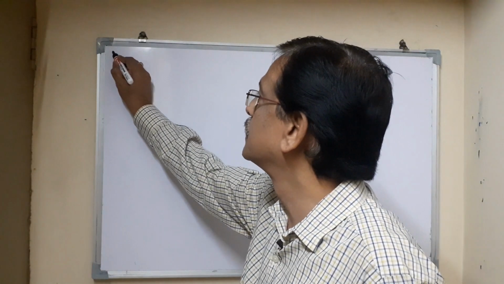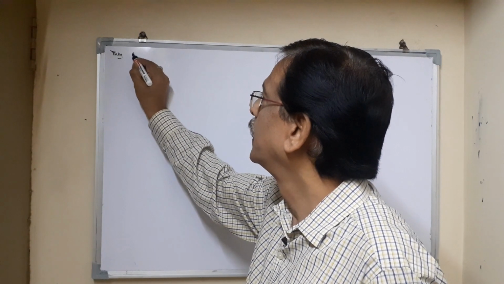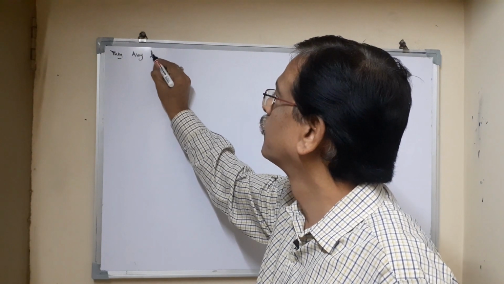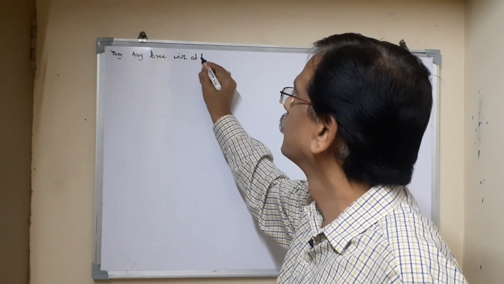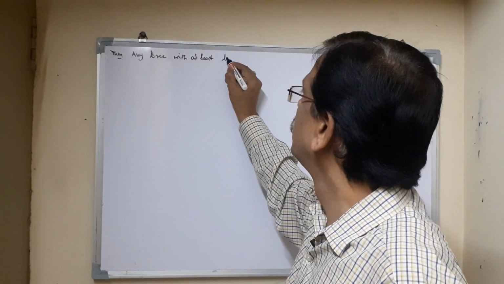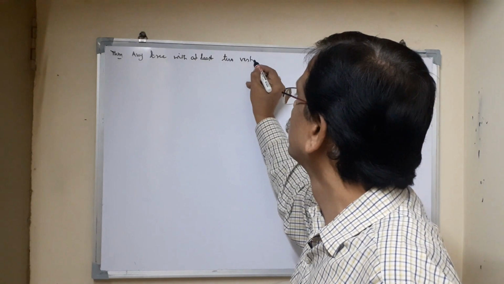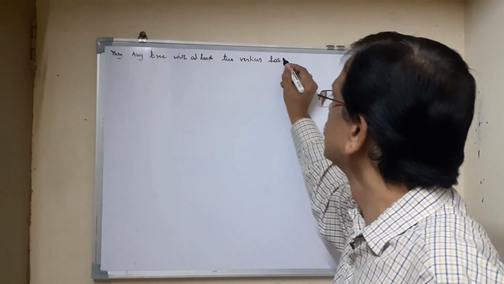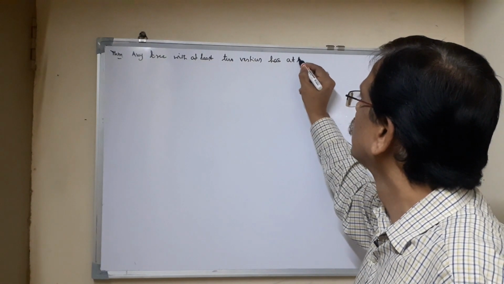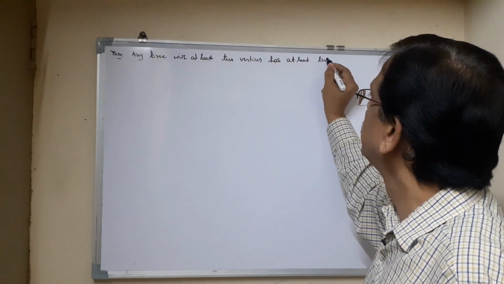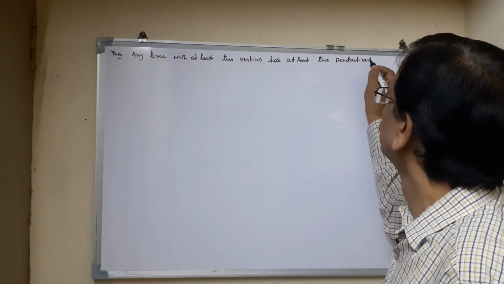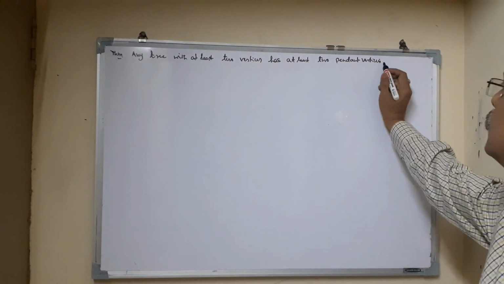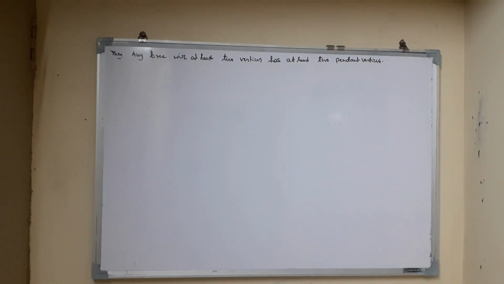Now the next theorem is: any tree with at least two vertices has at least two pendant vertices. Recall, pendant vertices are the vertices of degree 1.